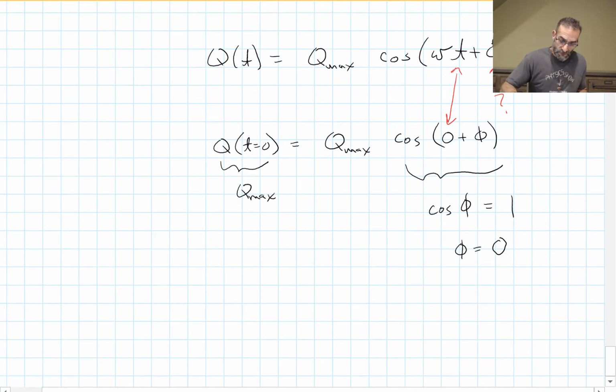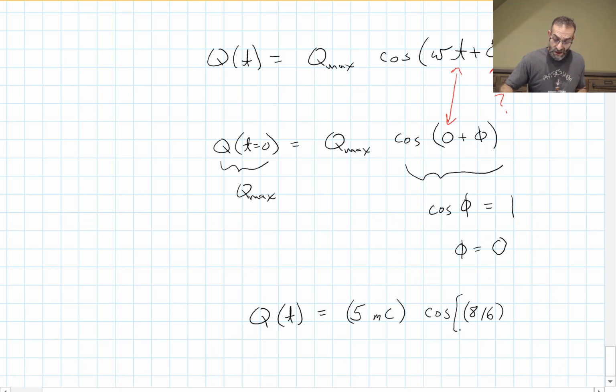So let me rewrite this equation. Q maximum, cosine of omega. Omega was 816 radians per second. And we're looking for a time of 40 times 10 to the minus 3 seconds. Remember to set your calculator to radians. And I get 1.7 millicoulombs.